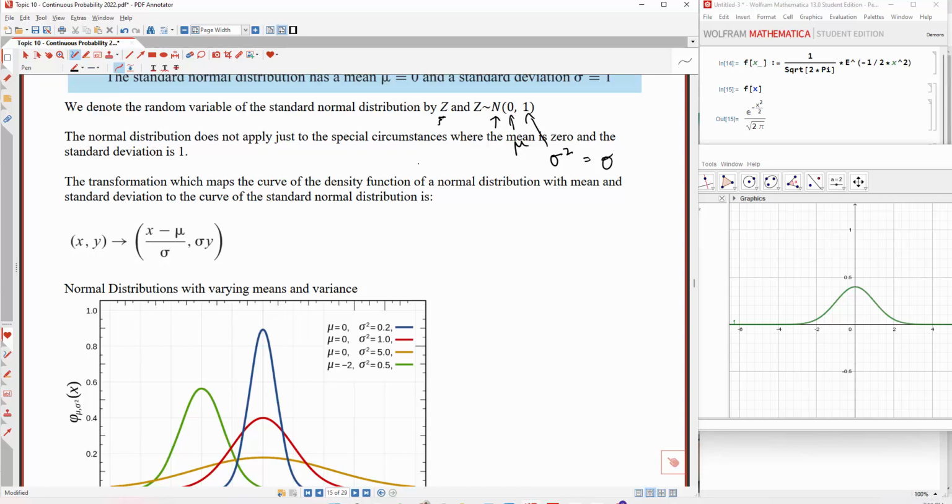So what we can do is look at the normal distribution. Say we had a class that had a mean height of 168, so that was the mean, and the standard deviation was, say, 3. Okay, well, that's not going to fit the standard. So what we would have to do is run a transformation, and this is how we would transform the function.